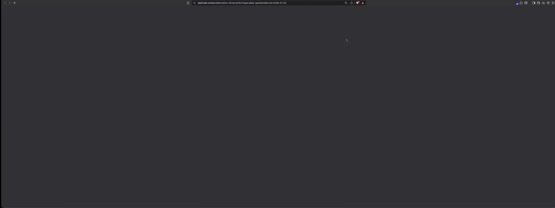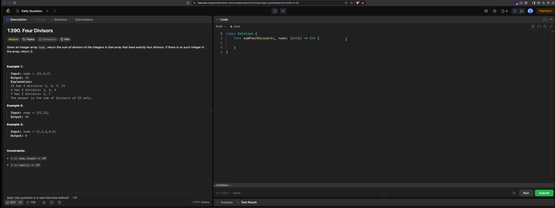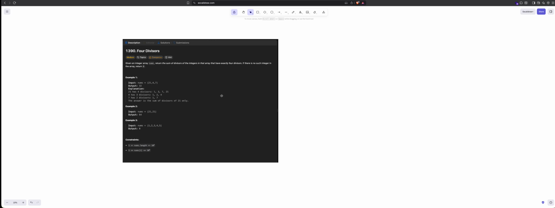Alright, let's solve the LeetCode problem. It's number 1390, Four Divisors. We are given an integer array nums. We have to return the sum of the divisors of the integers in that array that have exactly 4 divisors. If there is no such integer in the array, we just return 0.